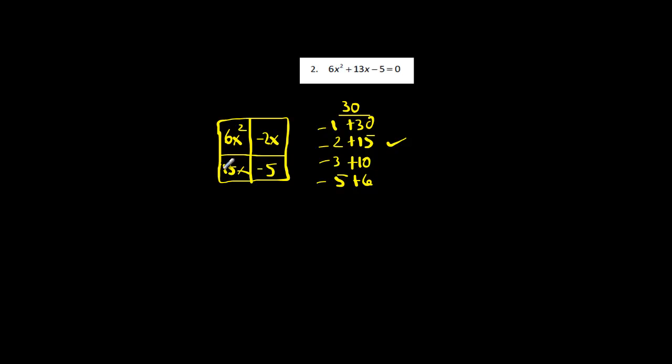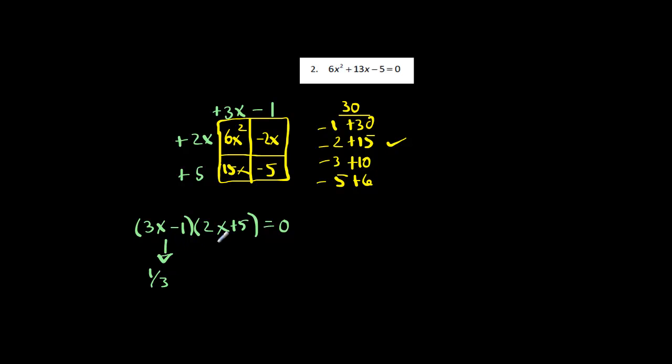Let's go around for the signs. This is positive, positive, positive, negative. Let's factor out. We have a 5 here, 2x here, 3x, and 1. So we have 3x minus 1, 2x plus 5 equals 0. This gives me a root of 1/3. This gives me a root of negative 5/2.